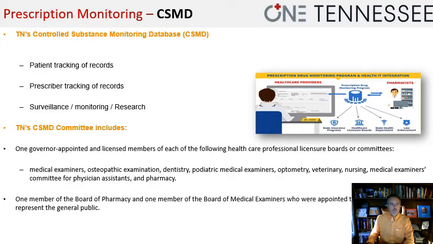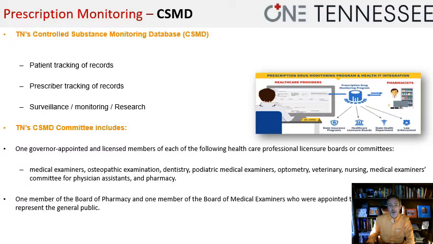Tennessee's Controlled Substance Monitoring Database and most CSMDs do three things: patient tracking of records, also prescriber tracking of records, and serving to surveil, monitor, and as an informational repository for research. So this helps track dispensing records and patterns, and also prescribing records and patterns.